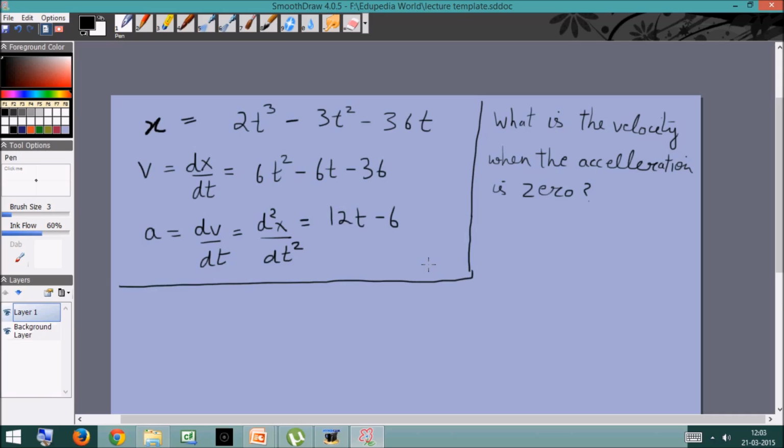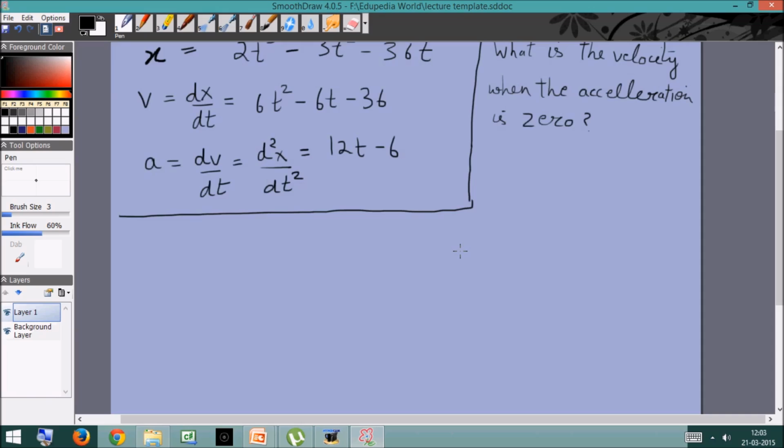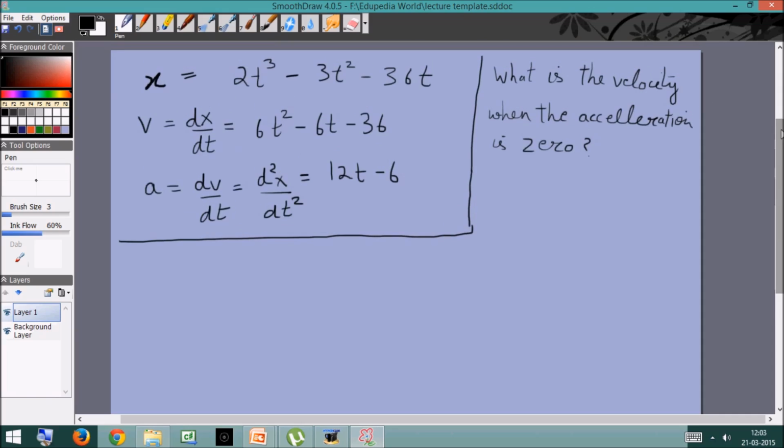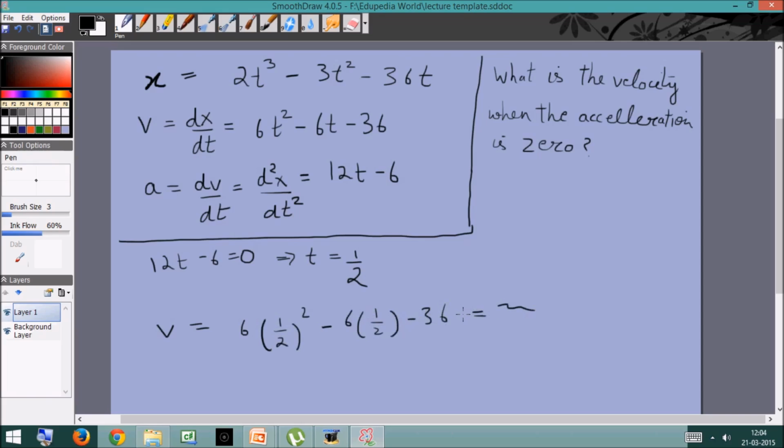So we'll be able to find out when the acceleration is 0. We know that acceleration as a function of time is 12t minus 6. So acceleration is 0 when 12t minus 6 is 0, which means t is equal to 1 by 2 seconds. So at t equal to half seconds, the acceleration is 0. But we know the velocity as a function of time as well, so we can find the velocity at t equal to half seconds. That will be 6 into half squared minus 6 into half minus 36. And obviously you can calculate and simplify it.